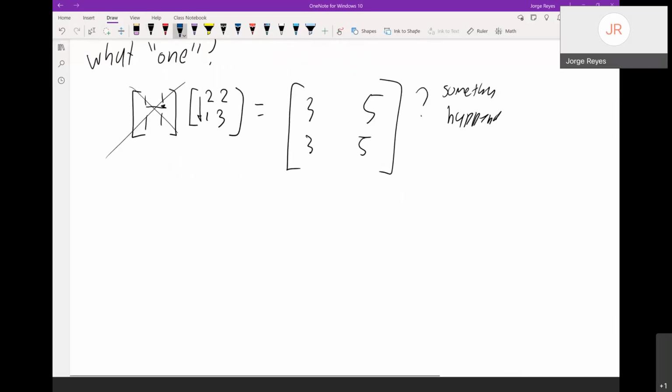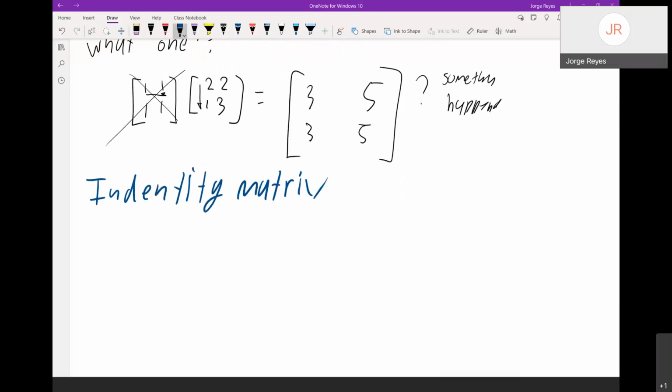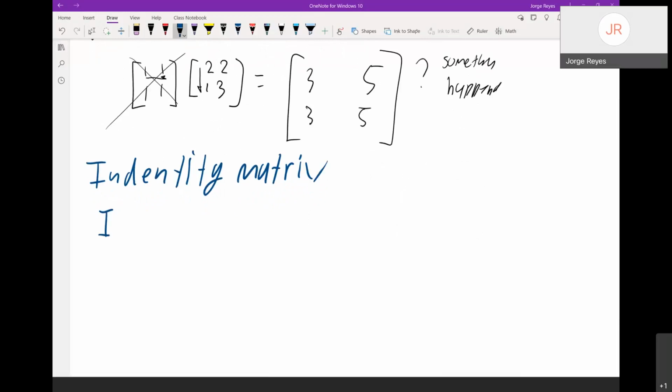The multiplicative identity in matrix land is actually just called the identity matrix. For every dimension, for every square matrix, there exists one. So the multiplicative identity for a 1 by 1 is actually just the number 1. But when we get bigger, the multiplicative identity is this thing: 1's on the diagonals and 0 everywhere else. That's the identity matrix.